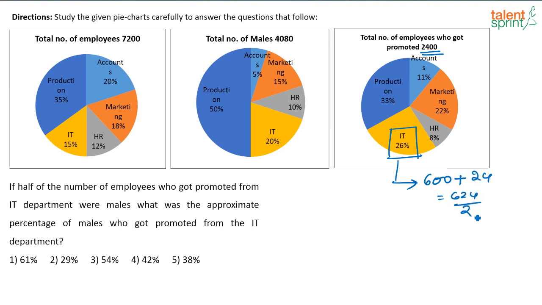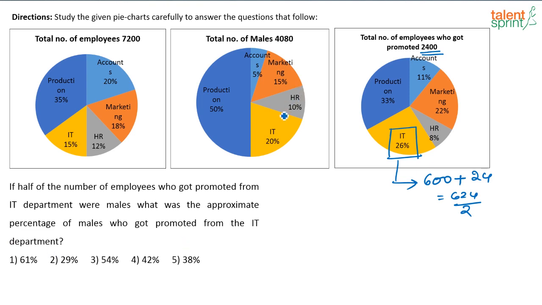So half of this, right, is male. That's what they are saying: half of the number of employees who got promoted from the IT department were male. So how many males got promoted? 624 by 2, correct? So this is the number of males who are promoted. Now what is the question? What is the approximate percentage of males who got promoted from the IT department?